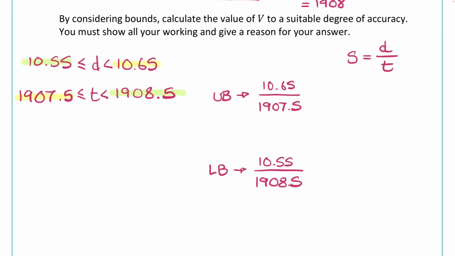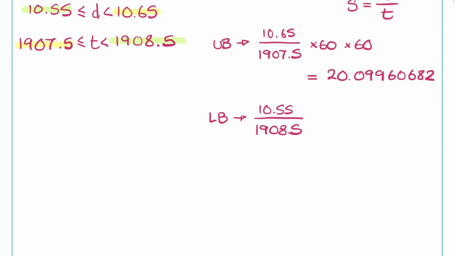So what I'm going to do, rather than writing that down, because there's so many decimal places, I'm going to straight away times that by 60 on my calculator. That now turns it into minutes. And then I'm going to times it by 60 again, and that's going to turn it into hours. So my speed there is 20.0996062.